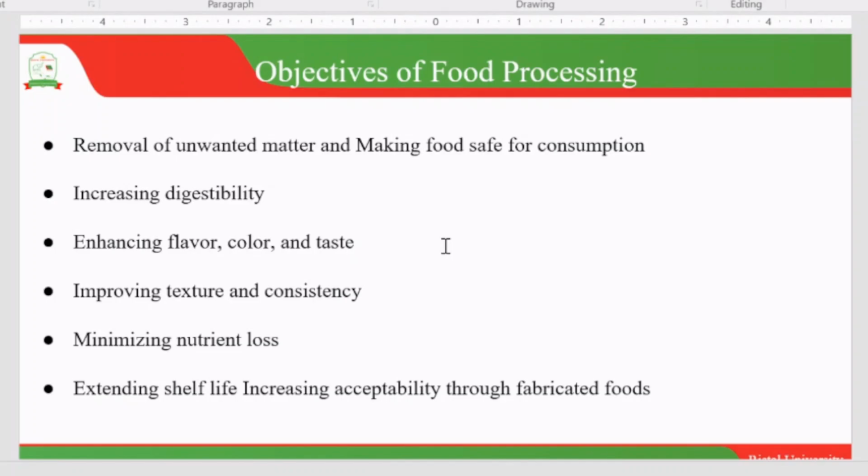Minimizing nutrient loss is also one to do with food processing. In food processing, however much like we talked about in preservation, there would be nutrient losses, but we are trying as much as possible to minimize these even in processing. That is why, as people taking the nutrition course, we understand that we really need to talk about eating those whole foods, not eating the highly refined foods, etc. But we also say that processing will act in tandem with the preservation bit, looking at extending the shelf life and also increasing the acceptability through fabricated foods.